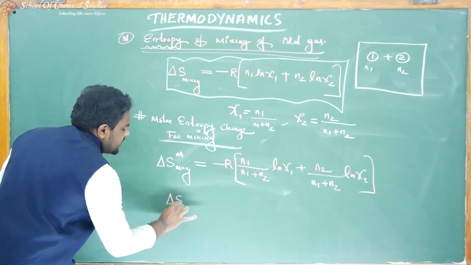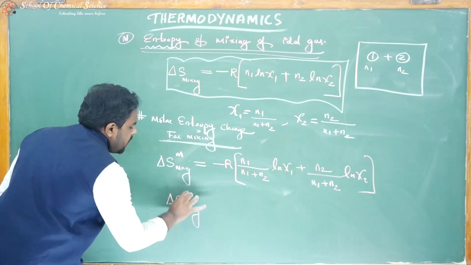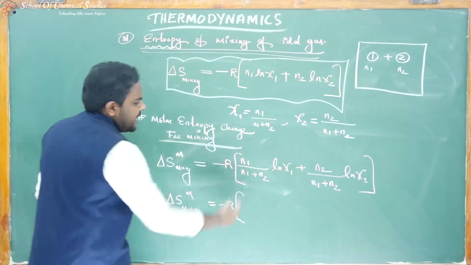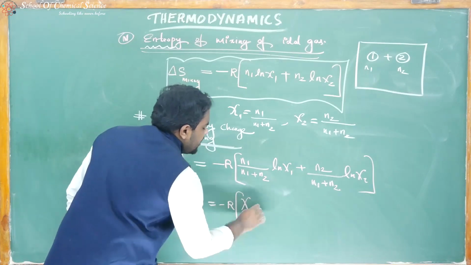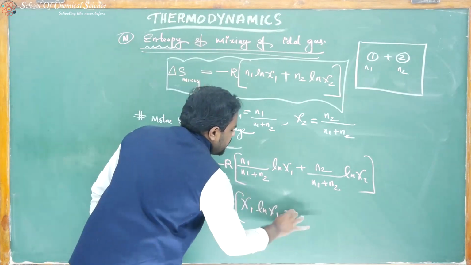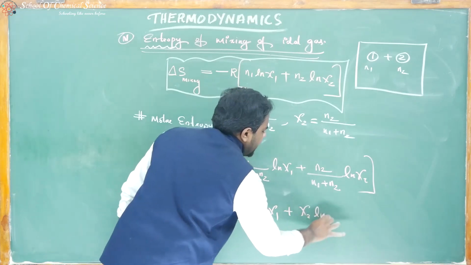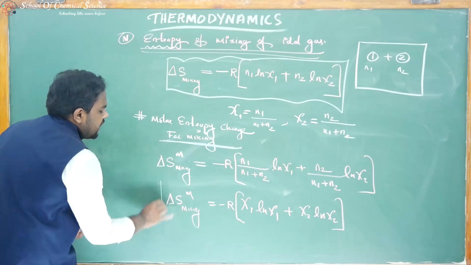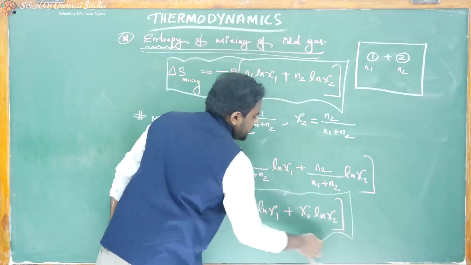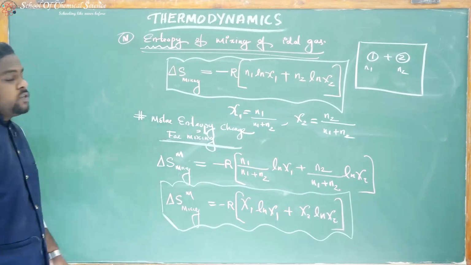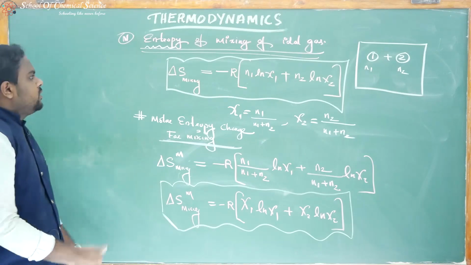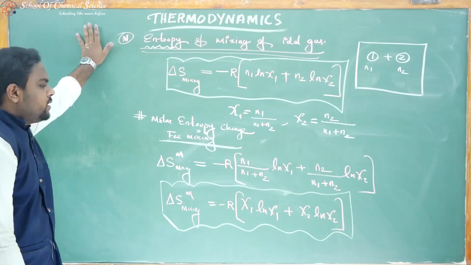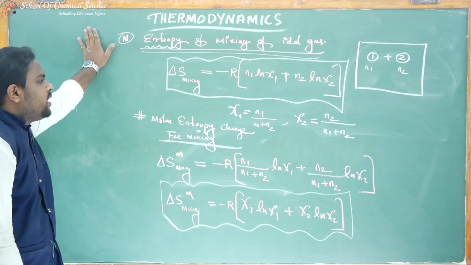So the molar entropy change for mixing is equal to minus R into bracket chi1 ln chi1 plus chi2 ln chi2. So this is the equation for molar entropy change for mixing. Very important question. You can expect numericals based on this. Okay, that's the entropy of mixing of ideal gas.